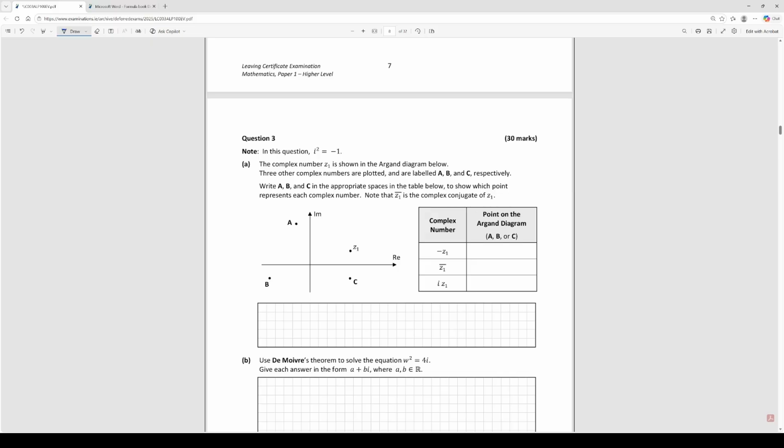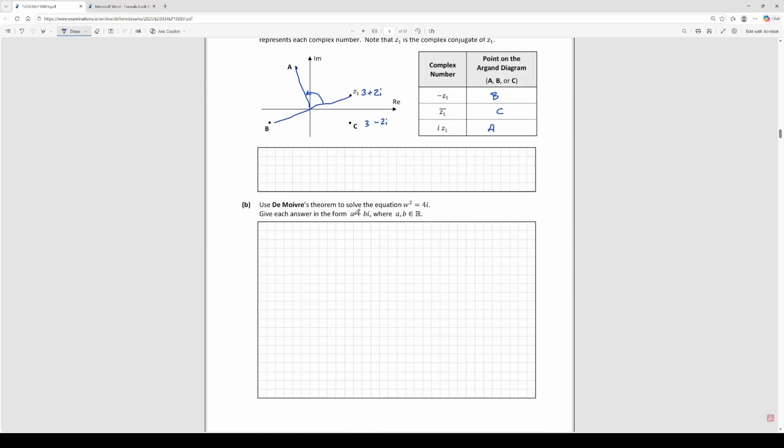So there's z1. Immediately I know z-bar is going to be the conjugate. So C is there. Because if this was like 3 plus 2i, this would have to be 3 minus 2i, which is what the conjugate is. The minus version is the one that is shot out the other side of 0, 0. So that one's going to be here, the B. Because if you multiply it by -1, you're just shooting it out the other way. And multiplying it by i is the one that gets rotated 90 degrees counterclockwise, which looks like that. So that would be A.